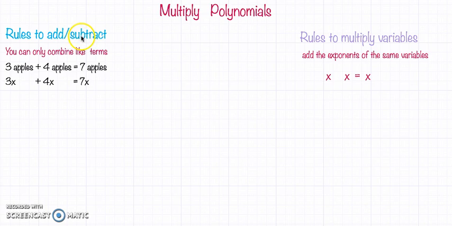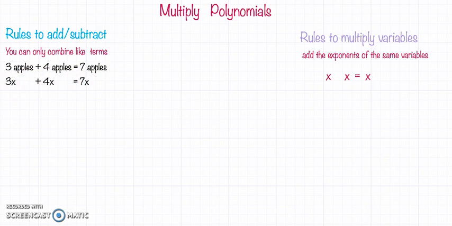One of them is the rules to add and subtract polynomials. Remember that you can only combine like terms. That's the main rule when you add or subtract polynomials. What that means is if you're adding 3 apples plus 4 apples, you can get 7 apples. It's possible to add them because they're both apples, right? Think of apples as x. So you get 3x plus 4x, you will get 7x.